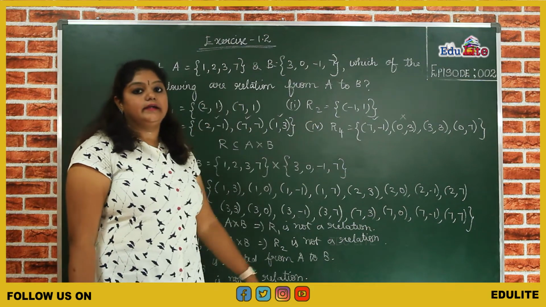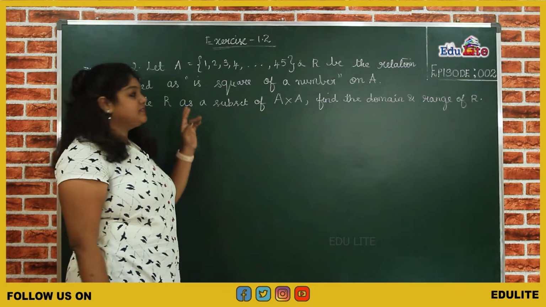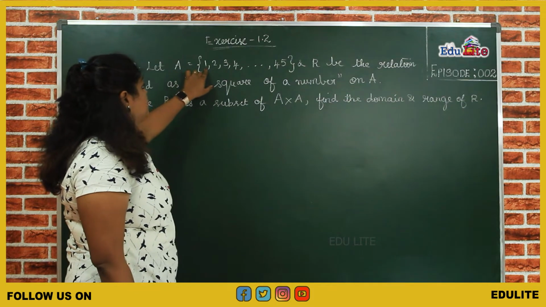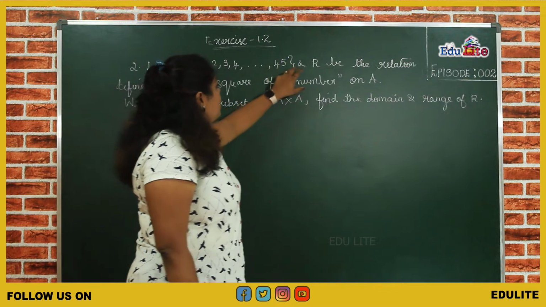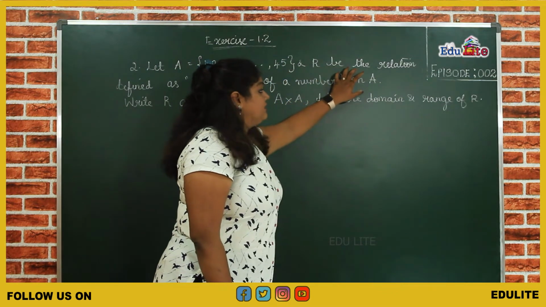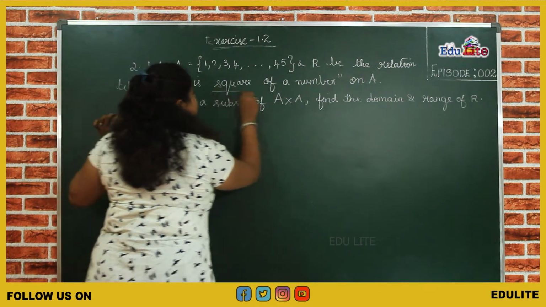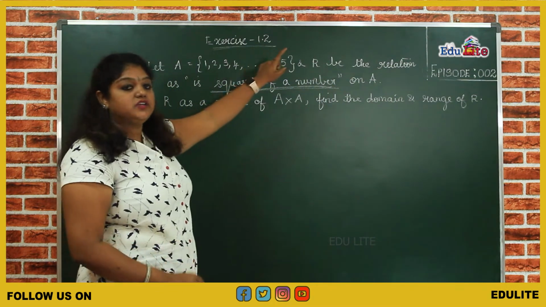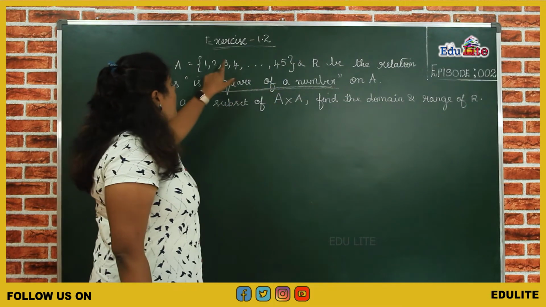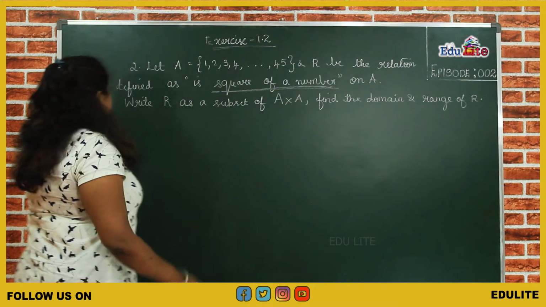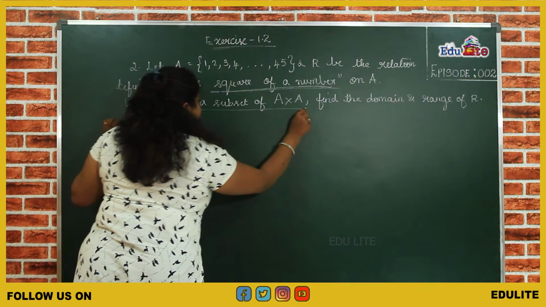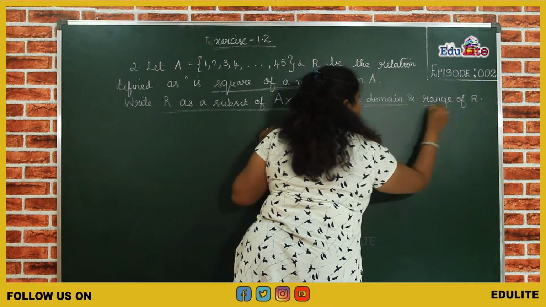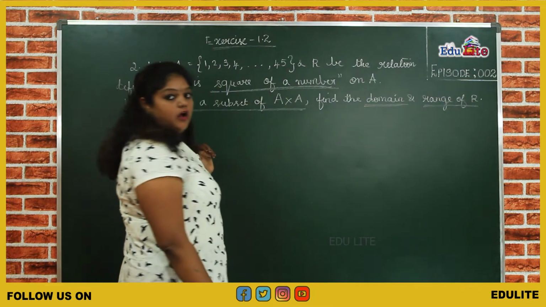In the second problem, we are given the set A which has elements starting from 1 and ending at 45. For this problem, the relation R is represented as the square of a number. This is a very important thing to note. The relation is the square of a number on A. R is a subset of A cross A, and we have to find the domain and range of R.